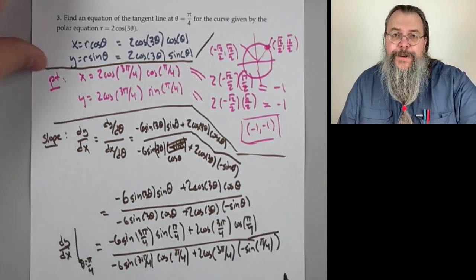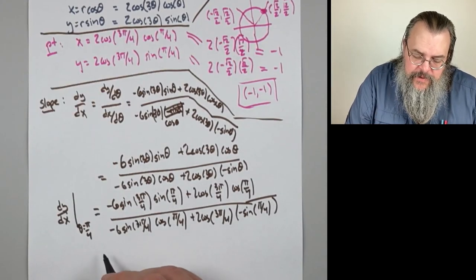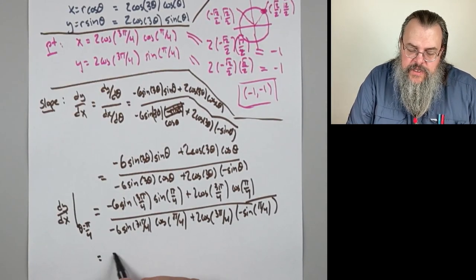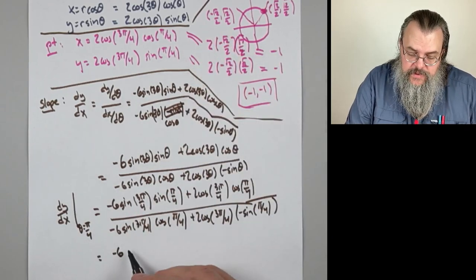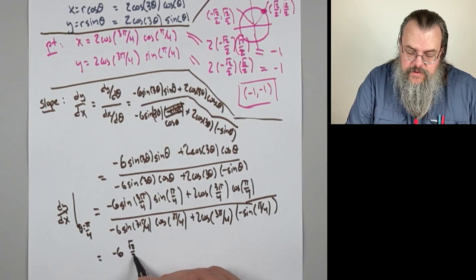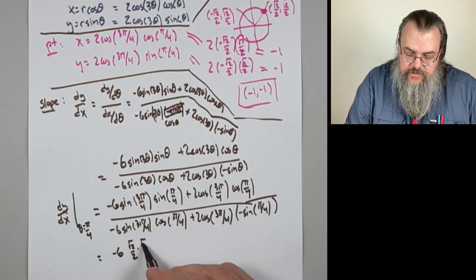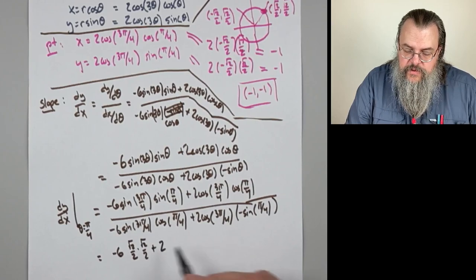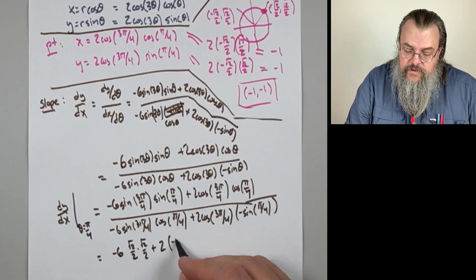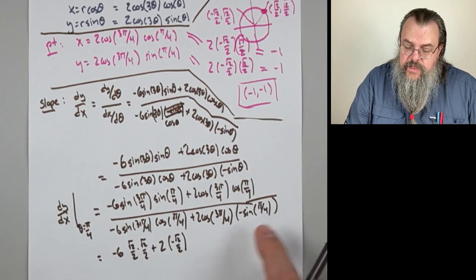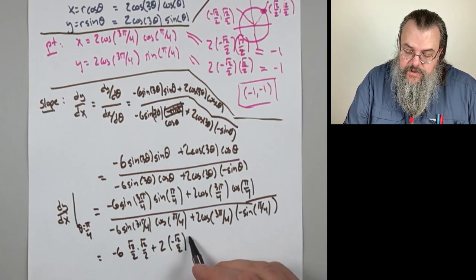We're almost there. Just move it up. Start plugging in the numbers. Negative 6. Sine of 3 pi over 4 is root 2 over 2. So there's a root 2 over 2. Sine of pi over 4 is root 2 over 2. So root 2 over 2 plus 2. Cosine 3 pi over 4 is a minus root 2 over 2. So minus root 2 over 2. And cosine pi over 4 is root 2 over 2. So we put our root 2 over 2.